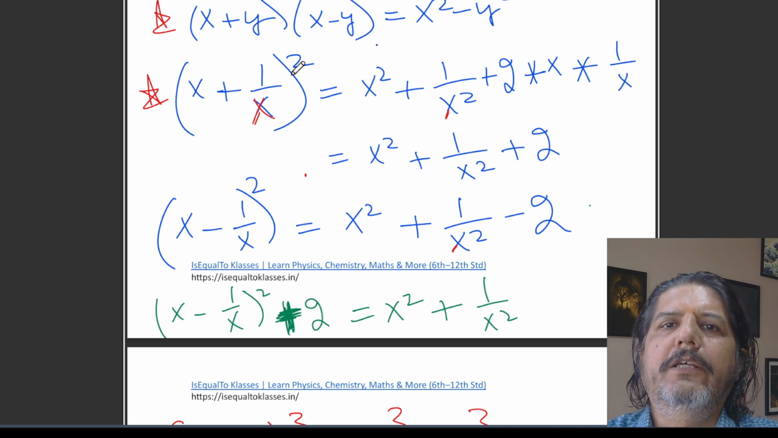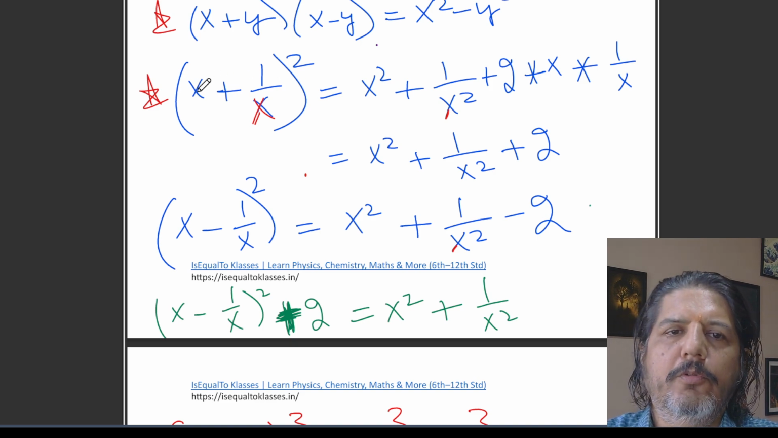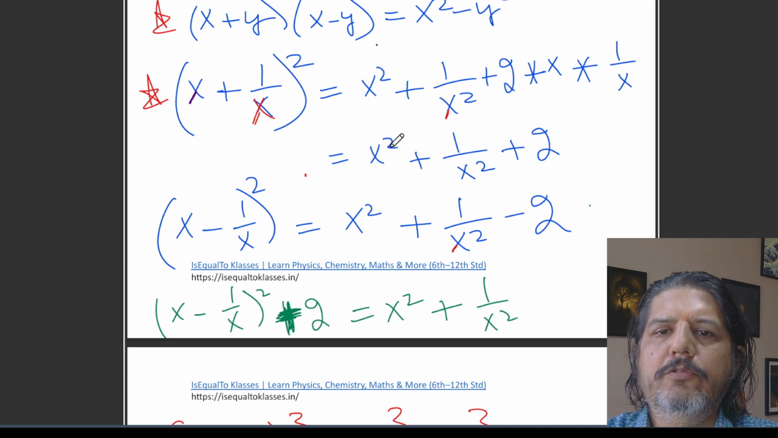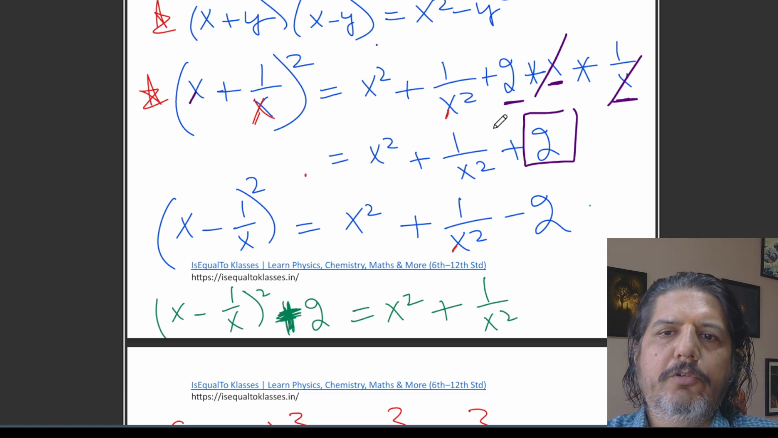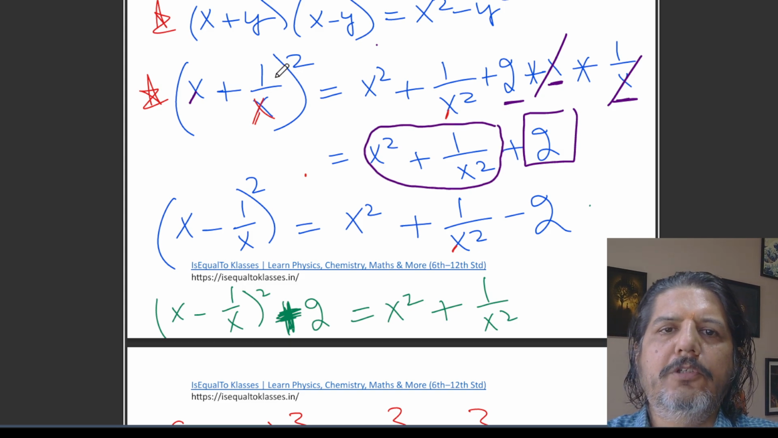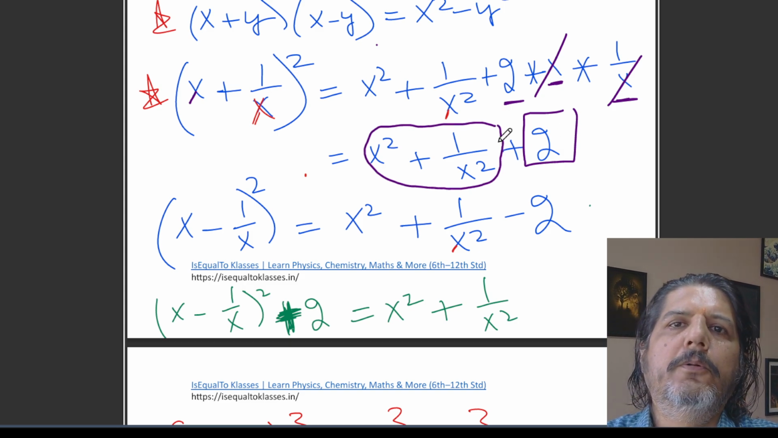x plus 1 upon x whole square. So x plus 1 upon x whole square is equal to x square plus 1 upon x square plus 2. Why? Because x square plus 1 upon x square plus 2 multiplied by x multiplied by 1 by x. So this x and this 1 by x cancel and therefore we are left with 2. And this is also written as x square plus 1 upon x square is equal to x plus 1 upon x whole square minus 2.